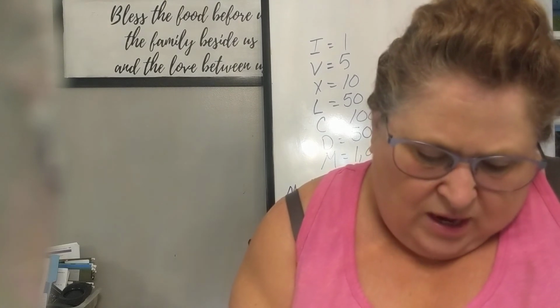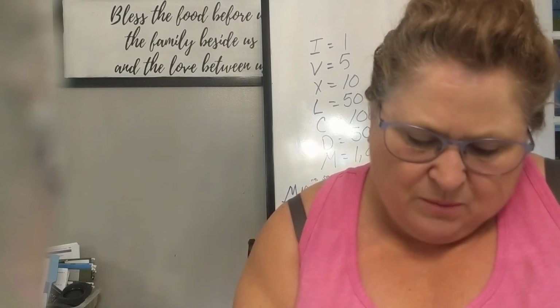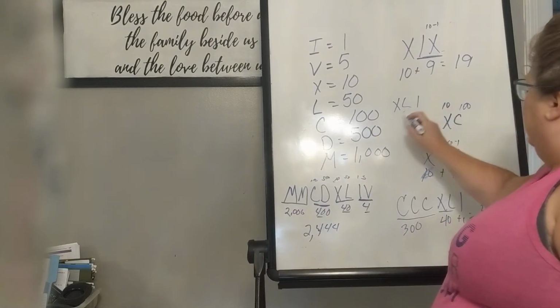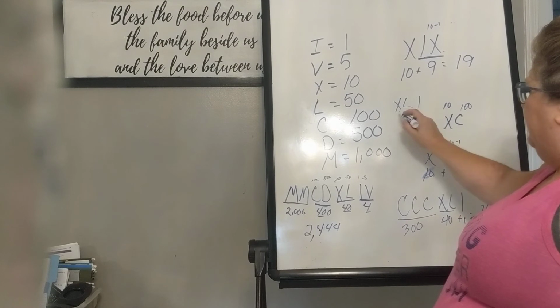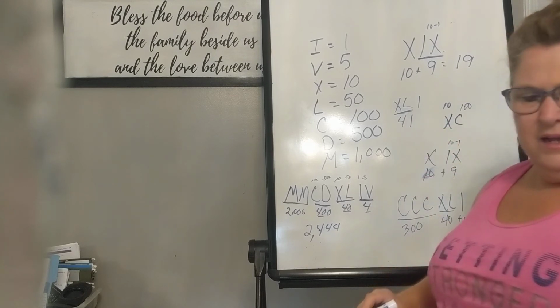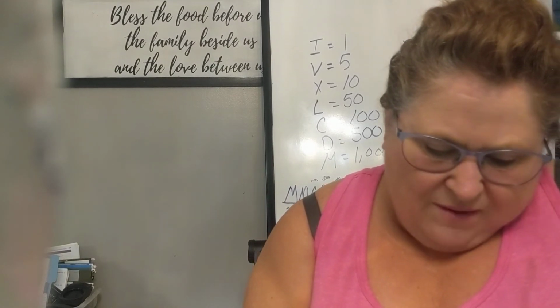Then we have II, that's 2. Then we have XLI. Remember what XL is? XLI. So we have 10, and then we're going up to 50. So that tells us we're going to have to subtract that 10 from 50. So 41, XLI, 41.